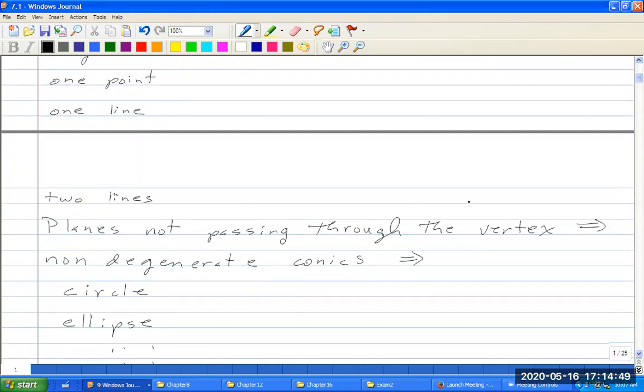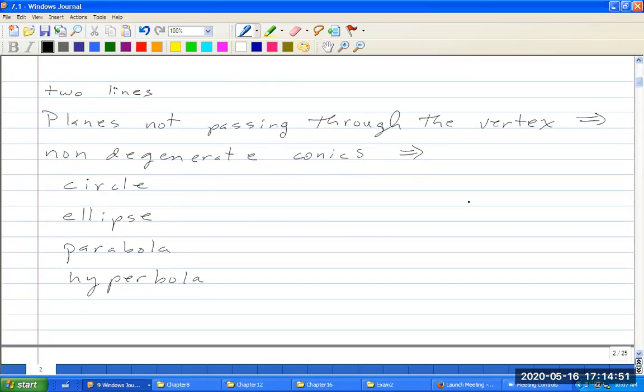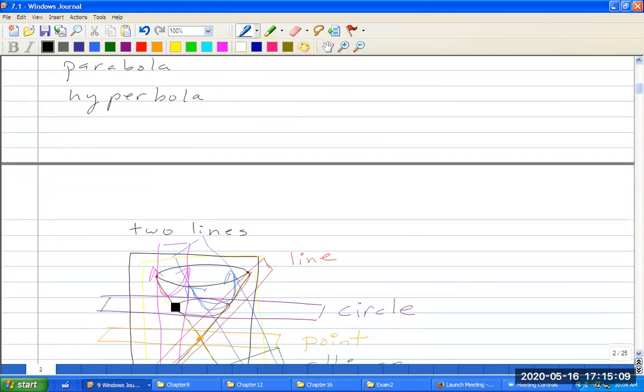The non-degenerate conics are planes that do not pass through the vertex. These will be called non-degenerate conics that are of the form of a circle, an ellipse, a parabola, or a hyperbola. Let's see if I can show that.